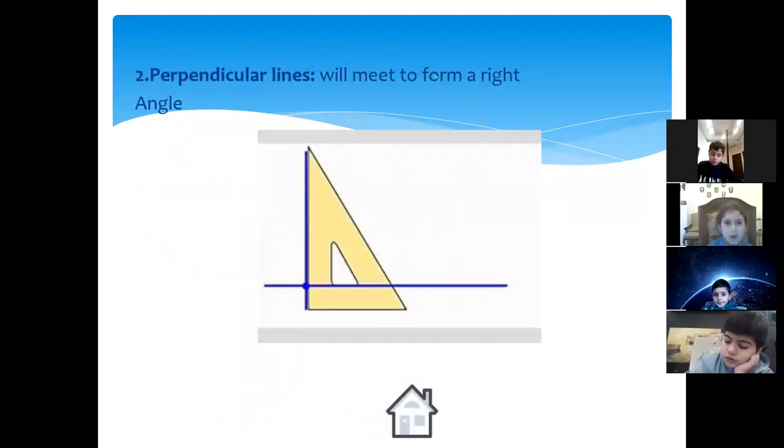Now, perpendicular lines. We took it in the previous lesson. We use a ruler in order to draw perpendicular lines. Two lines are perpendicular if they form what? Right angle. Bravo. Right angle, and a letter like L. Bravo. These two lines are perpendicular.